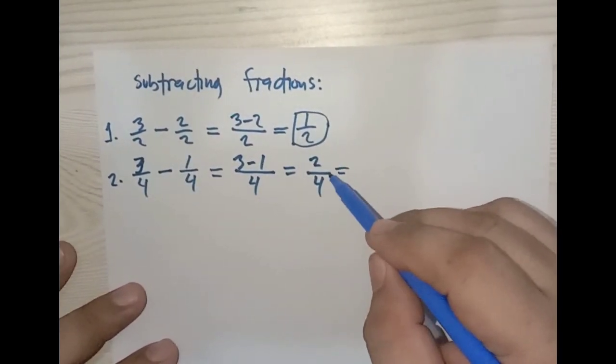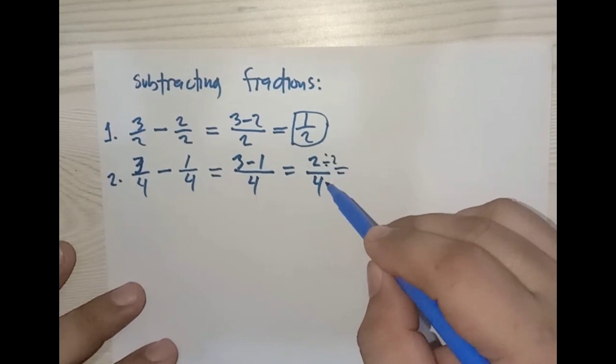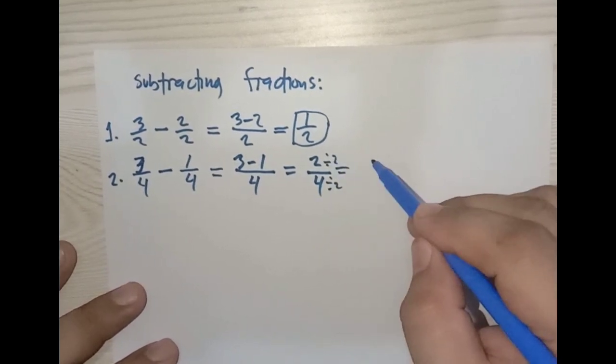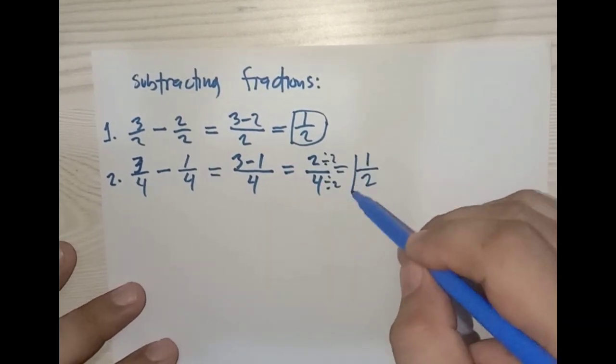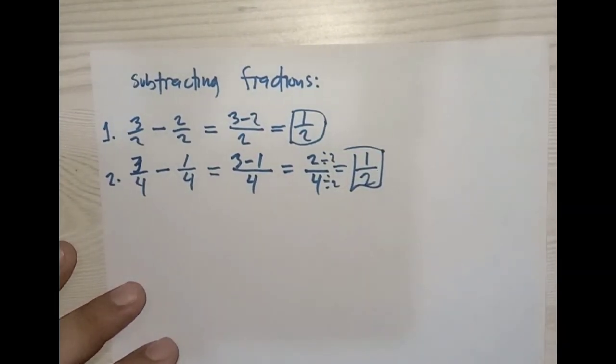Simplify into lowest term. So, divide it into 2. This is 1, and this is 2. So, our answer is 1/2.